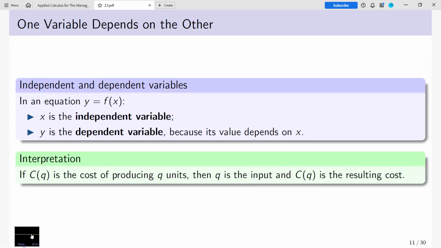In y equals f of x, x is the independent variable and y is the dependent variable. We choose an input x, and the function determines the corresponding output y.